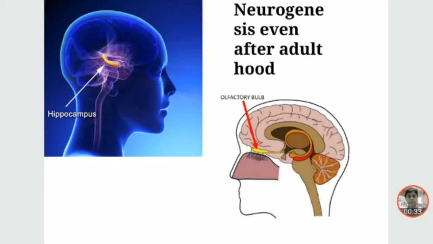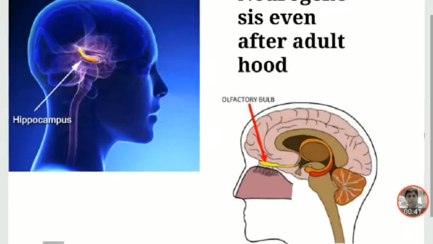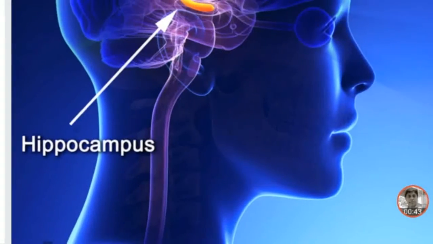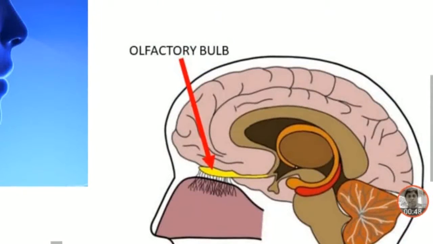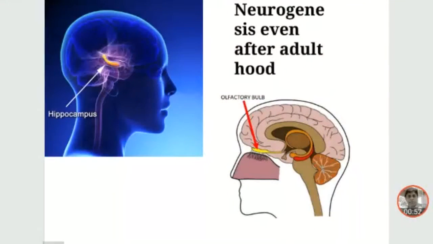Nerve regeneration stops after people become adults, but in the hippocampus of the human brain and in the olfactory bulb, neurogenesis continues even after adulthood.